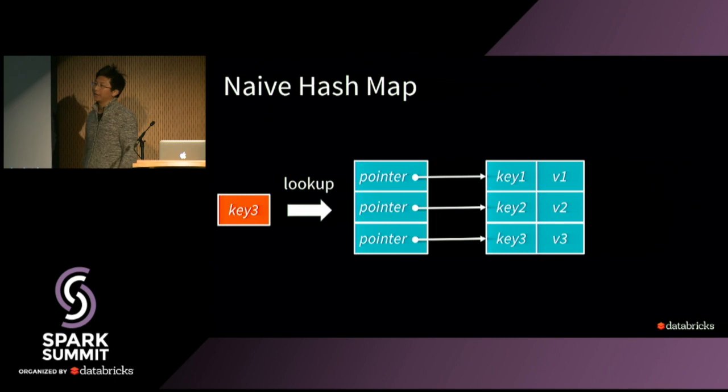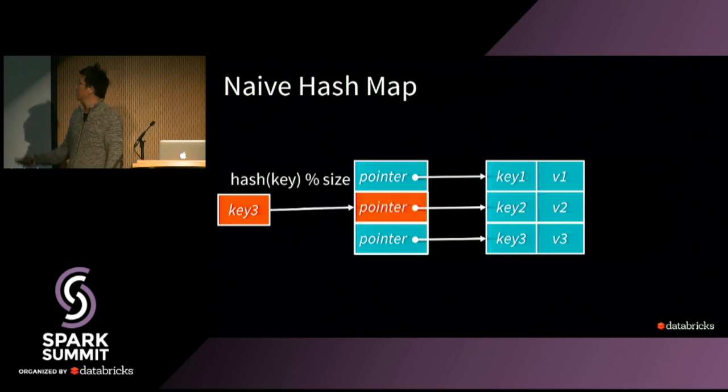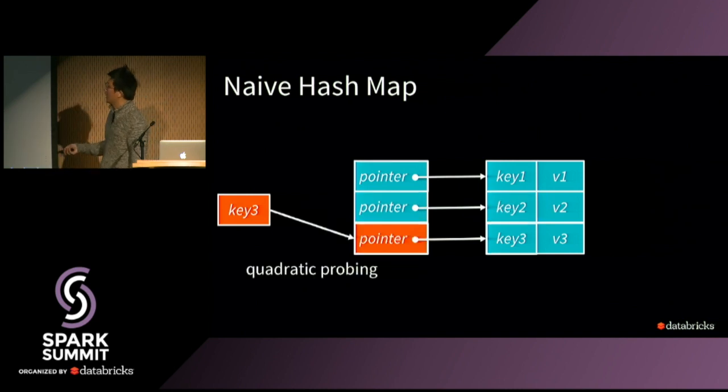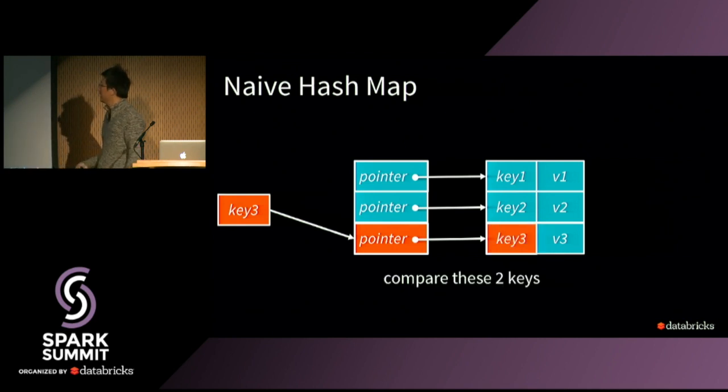When we look up a key, first we hash the key and take the modulo of the size of the hash table to get a position to look up. Then we get a pointer, and we dereference this pointer to get the actual key and compare the 2 keys. As you know, in a hash table, hash collision is very common. In this case, key 2 and key 3 are different, so we have to look up again, using quadratic probing to find another entry to compare. This time we found the key match and return the value.